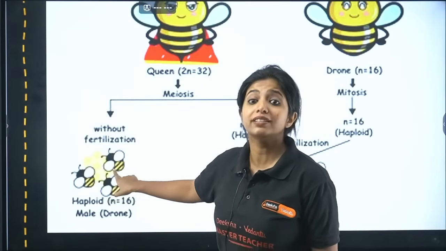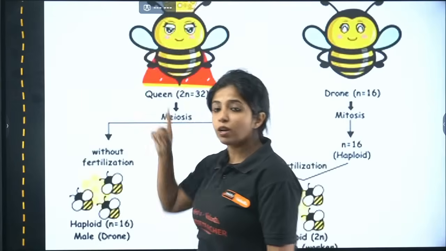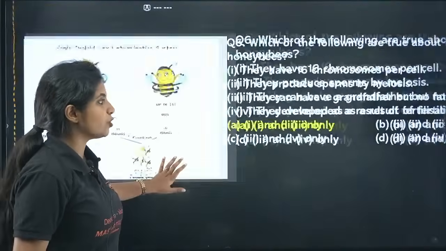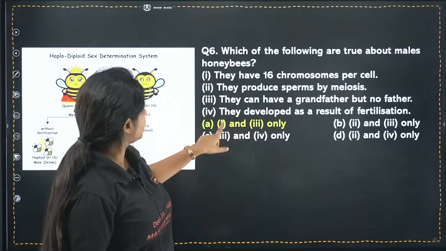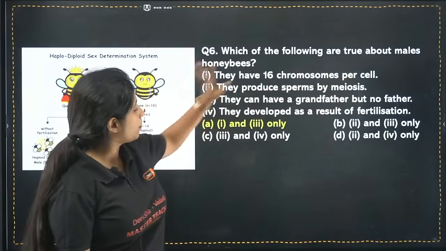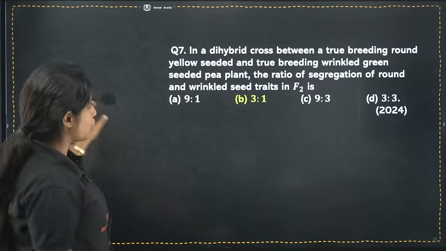But does it have a grandfather? Yes, because the mother was formed because there was a father. So it has a grandfather but no father. Please remember it. This is also an important thing. So only 1 and 2 are the correct things about this. One is that male bees have 16 chromosomes per cell, and the third one, they can have a grandfather but no father. This is a question. This is not something that I made up.